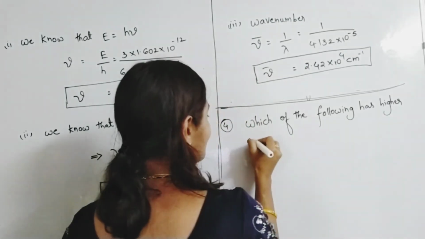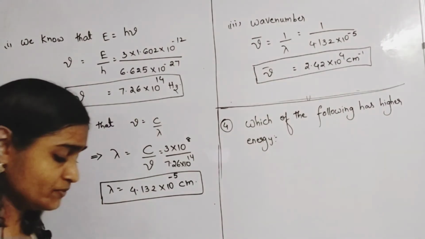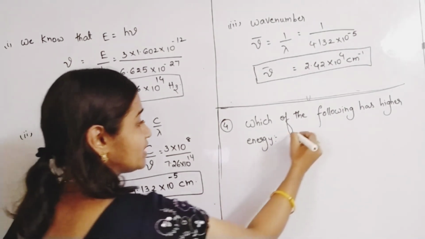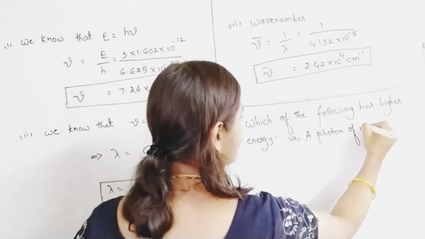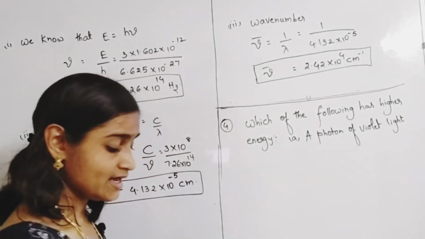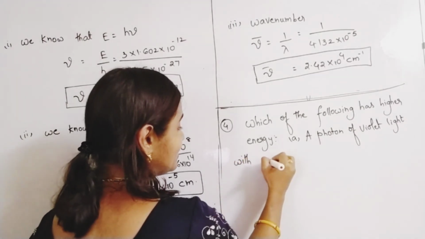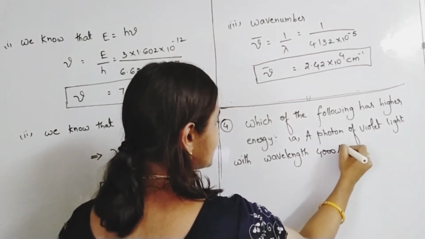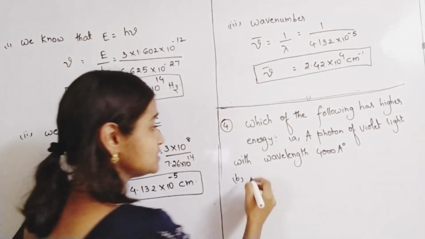So what is the question? Which one is having higher energy? What is the data given to you? A photon of violet light having wavelength 4000 angstroms, or a photon of red light having wavelength 7000 angstroms.